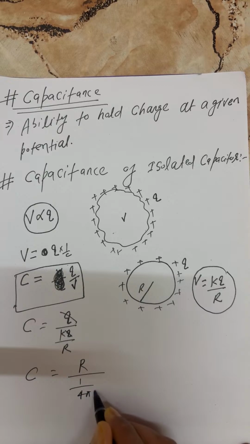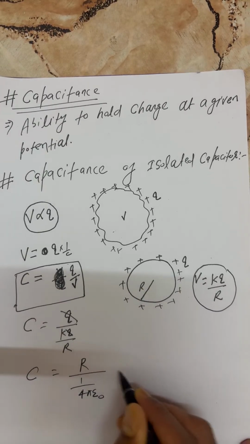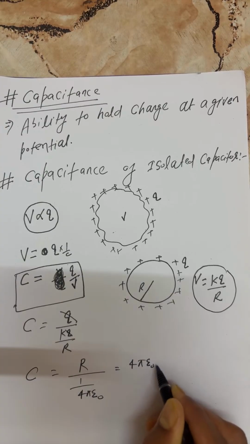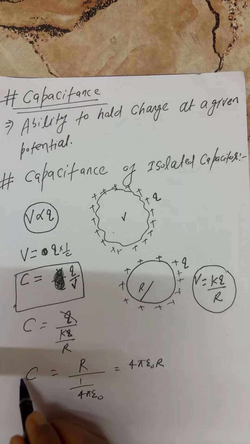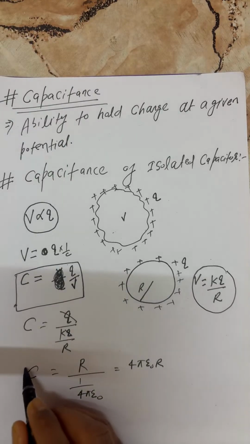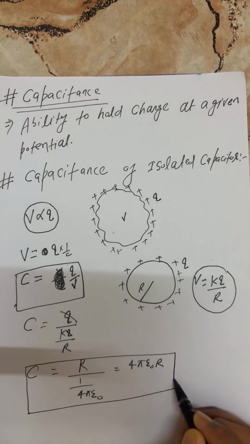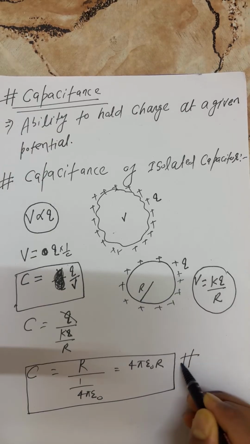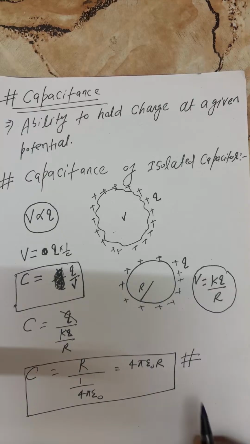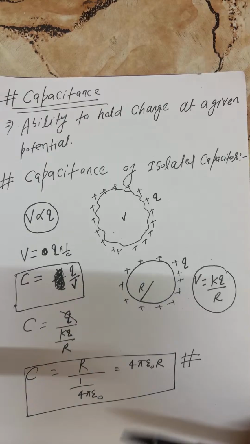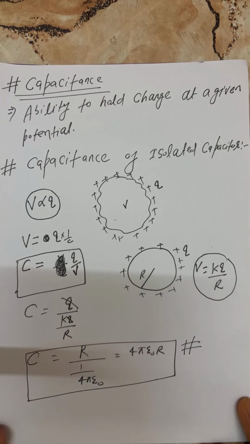And K is what, beta? 1 by 4 pi epsilon naught. So C equals 4 pi epsilon naught into R. So what, student? C never depends on charge. C never depends on potential. C depends on what? Dimensions. C depends on dimensions, right?